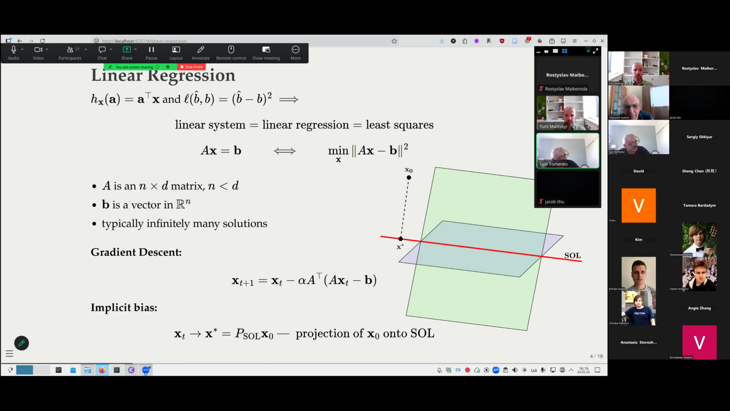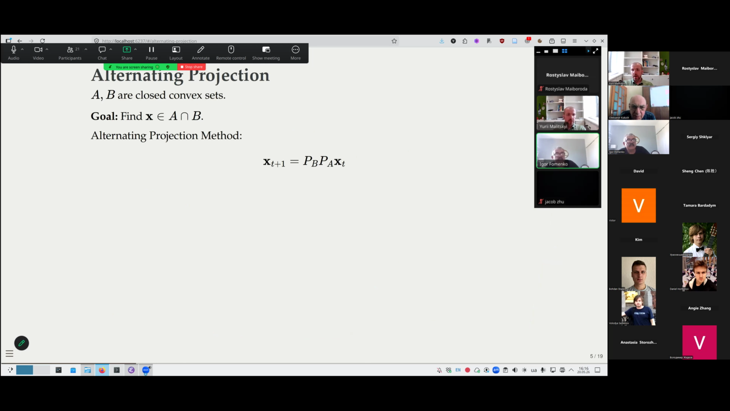Let's move to another example. Now let's consider alternating projection. We are given two convex closed sets, A and B, and our goal is to find a point in the intersection. Usually we assume that the set A is simple enough that we can project onto it, and B is also simple enough, but even with two simple sets, it's very hard to project onto the intersection. Think even about two balls: very easy to project onto one another, but the intersection is not so trivial, even in R2. There is no analytical formula, or it's not trivial to get one in general.